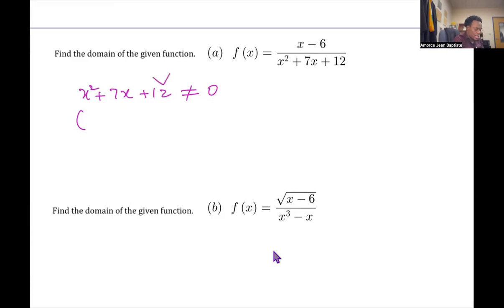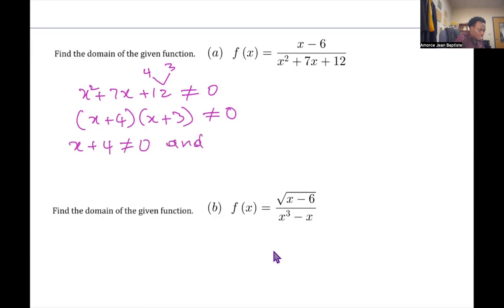Two values that multiply to give you 12 and add to give you 7, that's 4 and 3. So that's x plus 4, x plus 3. We want it to be not 0. So we want x plus 4 not to be 0, and we want x plus 3 also not to be 0, meaning x cannot be negative 4 and x cannot be negative 3.